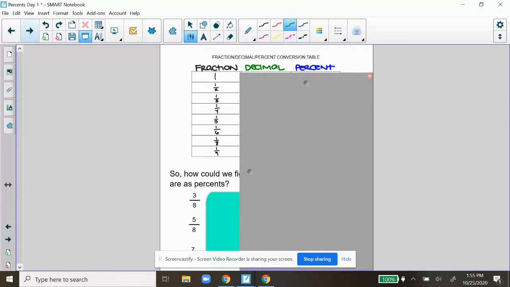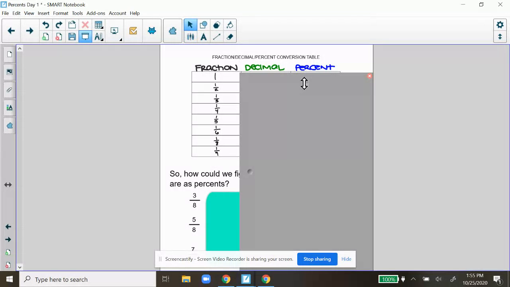So I want you to pause the video right now, and I just want you to do the top half. These are what we call our unit fractions. You'll notice the numerator is always 1. I want you to see if you could fill in this chart. If I give you the unit fraction of 1/2, what is that as a decimal and a percent? All right, you're back.